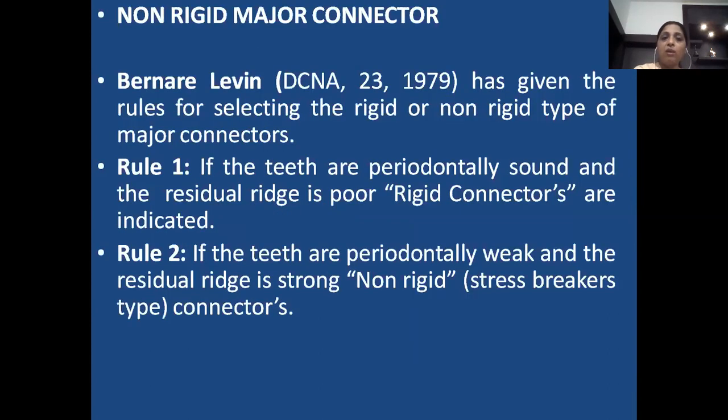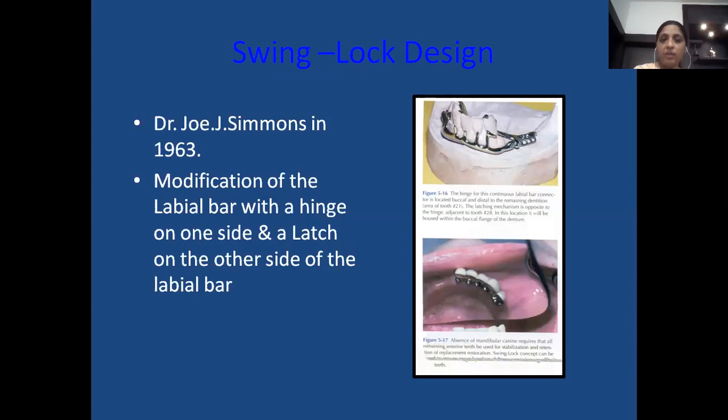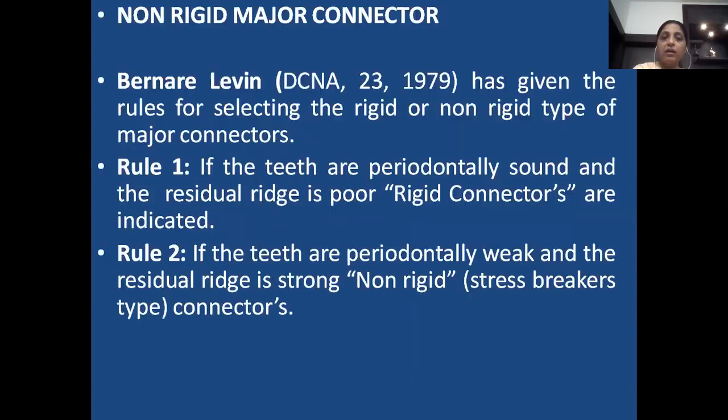Now this is all about conventional major connectors. There are other major connectors also which are not rigid. As we have discussed, there is one property, that is the rigidity. Rigidity is a major property, but there are non-rigid major connectors also which were designed. So let me tell you about them also in brief.